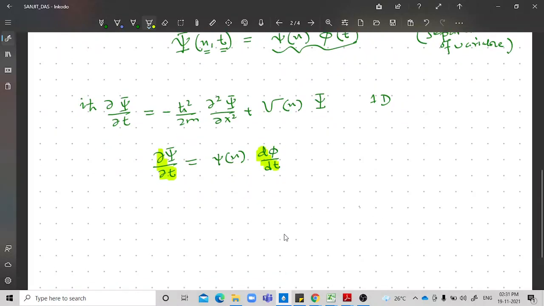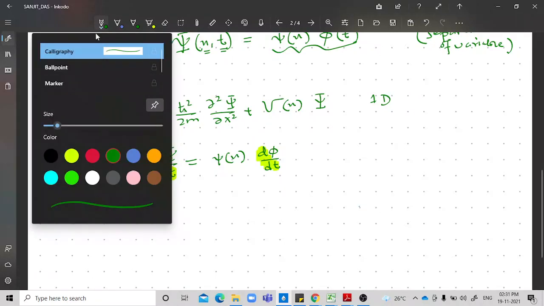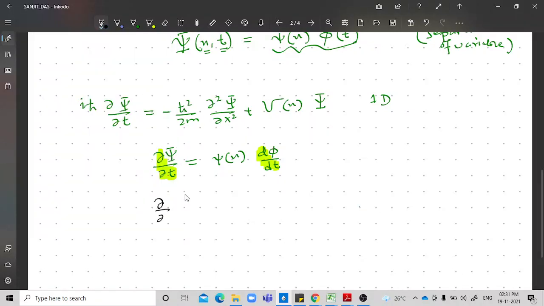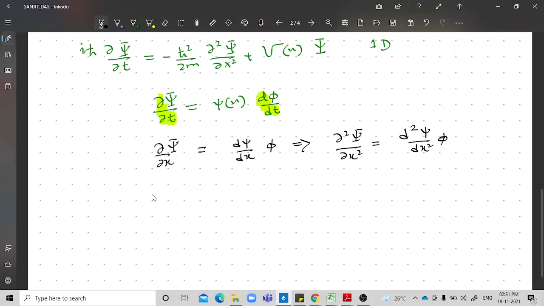Similarly, if I do the space derivative with respect to x, this is nothing but d psi by dx, keeping phi as constant, and if I do the double derivative also, it will be nothing but d2 psi by dx2 into phi. These are the two key things we are going to use, and we are going to plug them into the previous equation. So let us plug it in.